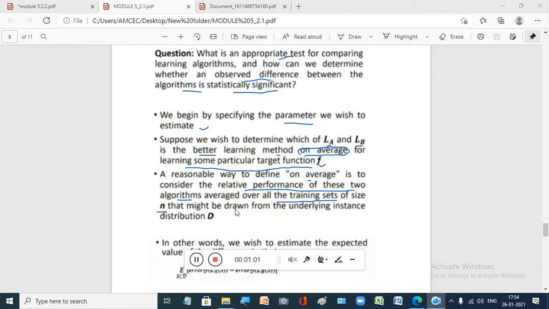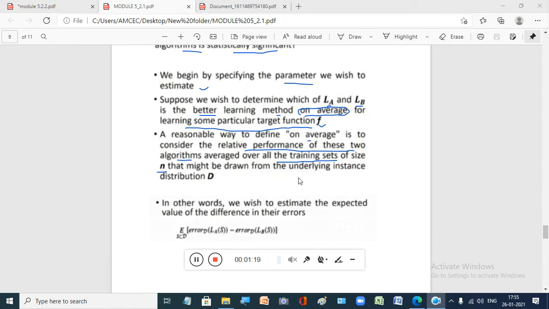So what we are going to do is consider all the training sets and try to find the relative performance, how algorithm A is behaving and how algorithm B is behaving. For example, when you execute algorithm A, how much is the error? If you have 10 data points, and algorithm A is able to classify 8 out of 10 correctly and algorithm B is able to classify 5 out of 10, then A is performing better. In that way, we try to find the relative difference.